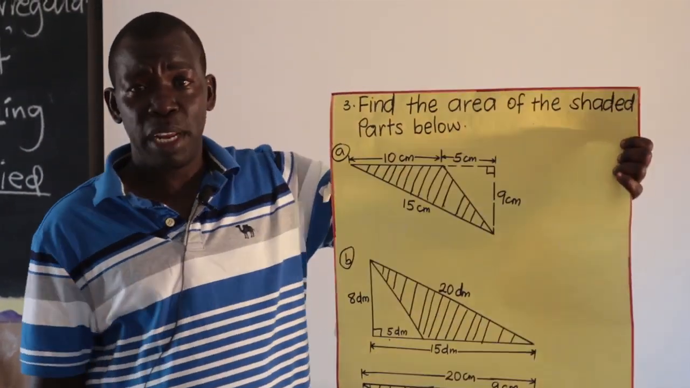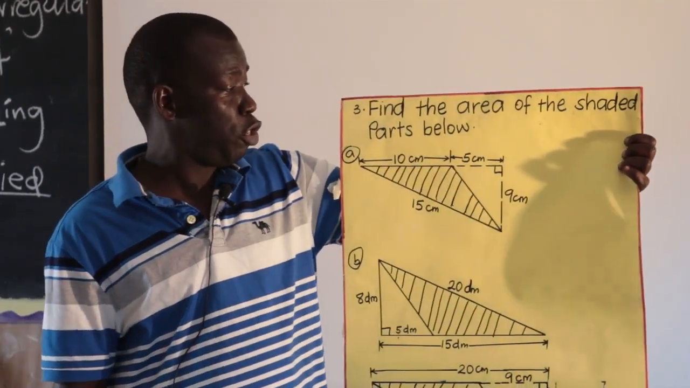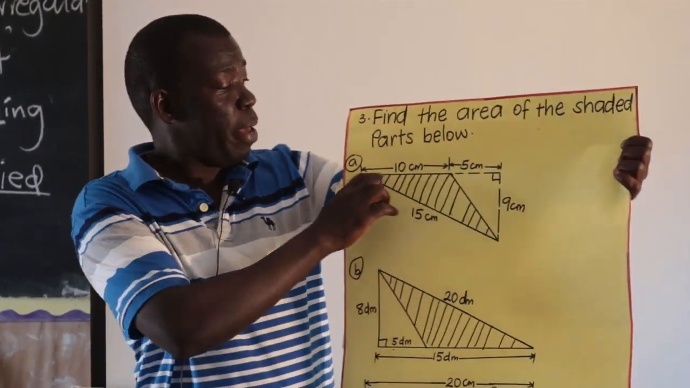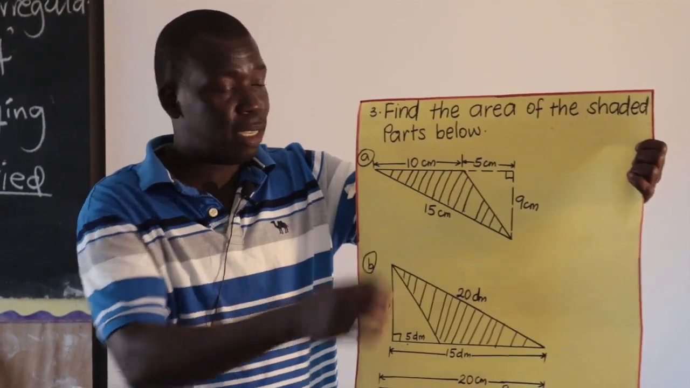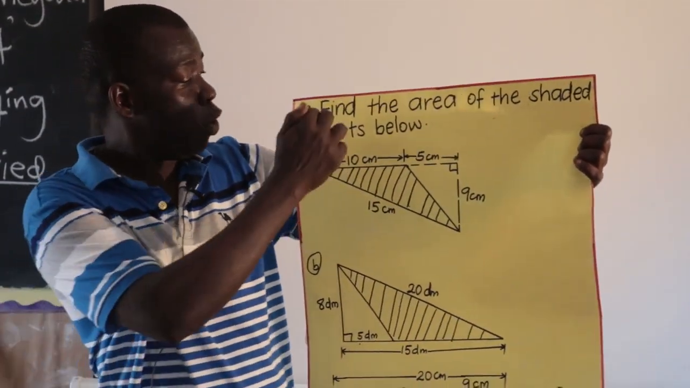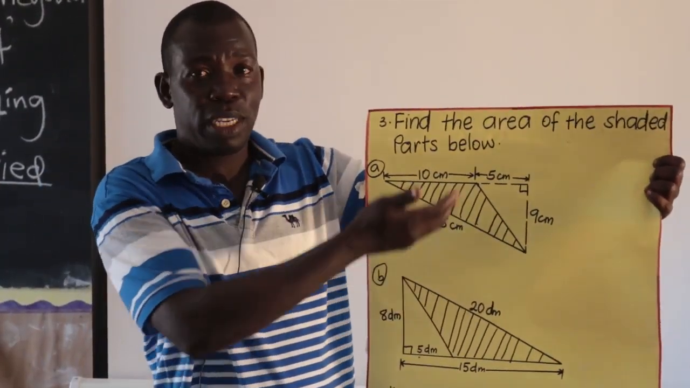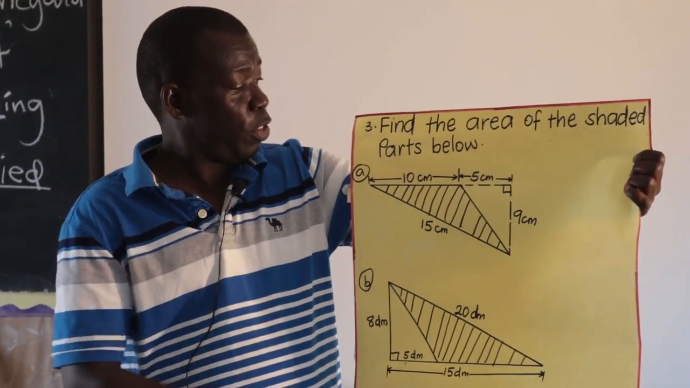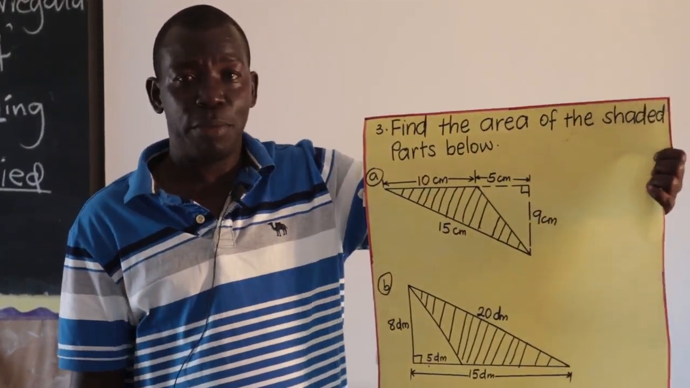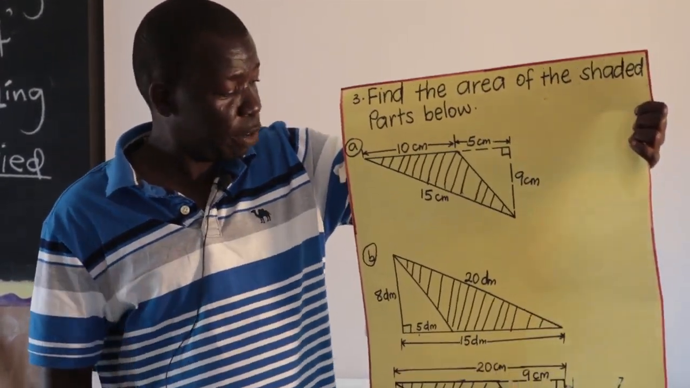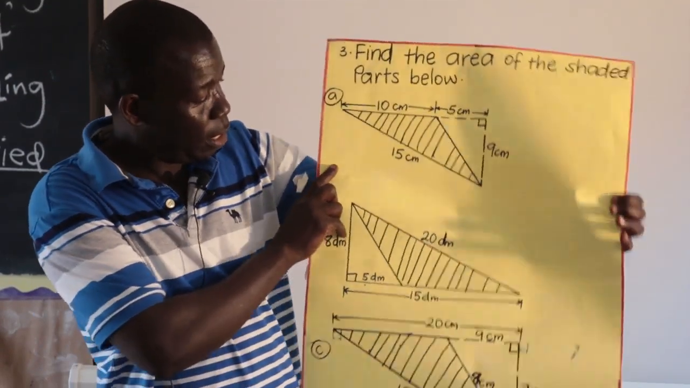So when you state the formula and make the right substitution, you realize that your base is 10 centimeters and the height is 9 centimeters. So you cancel 2 and 10, you get 5 centimeters there. So you remain with 5 centimeters times 9 centimeters, giving you 45 square centimeters.